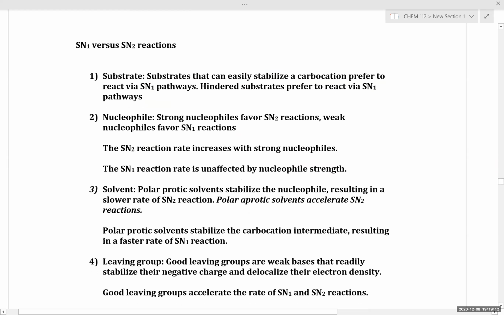So let's directly compare the SN1 and SN2 reactions. In terms of substrates that can easily stabilize a carbocation, so tertiary, allylic, benzylic, these prefer to react via SN1 pathways. While further, hindered substrates prefer to react via SN2 pathways.